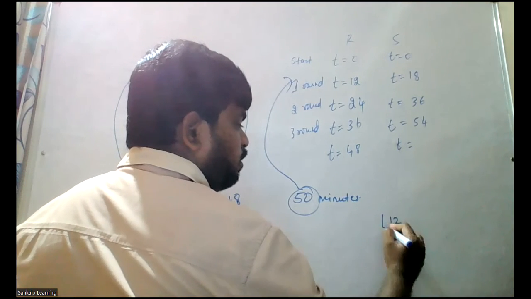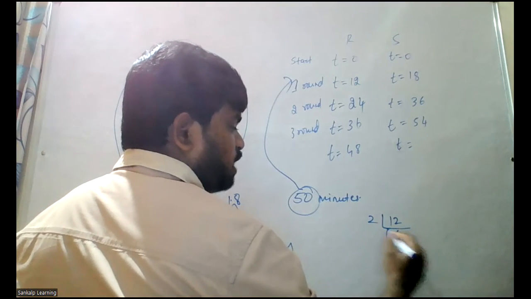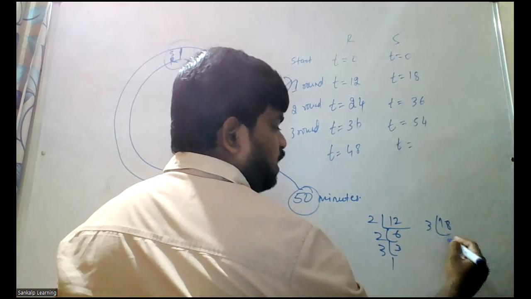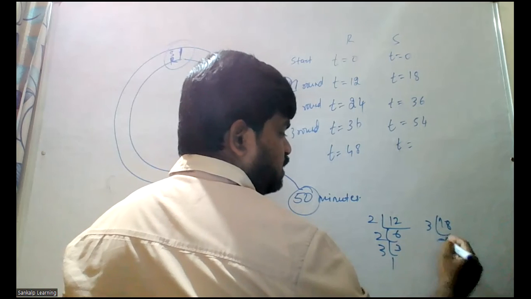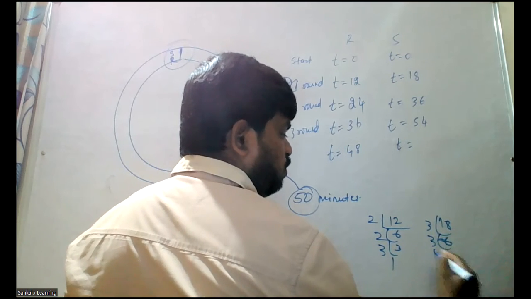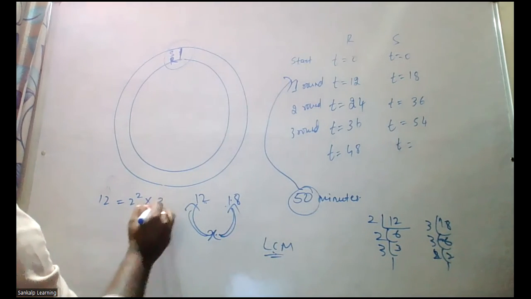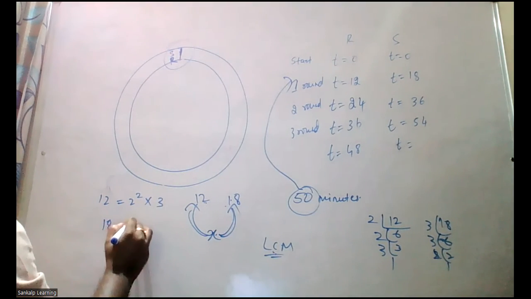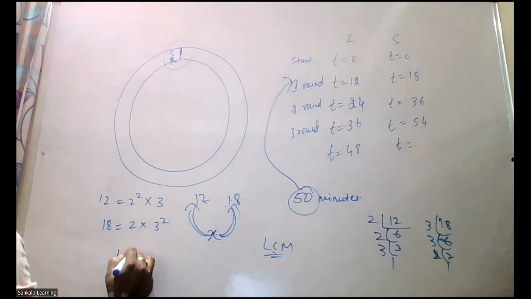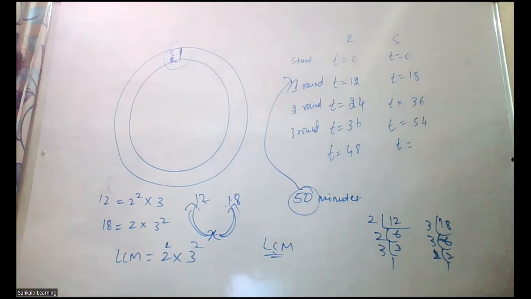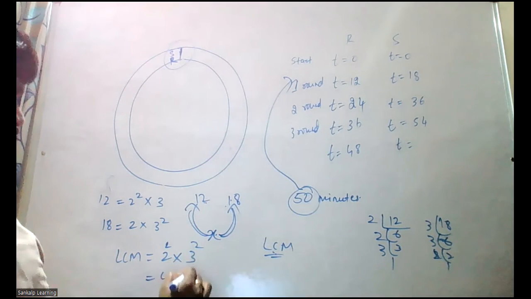Let's prime factorize. 12: 2 sixes, 2 threes, 3 ones. 18: 3 sixes, 3 twos, 2 ones. Therefore, 12 can be written as 2 square into 3, and 18 can be written as 2 into 3 square. What is the LCM? All the different prime numbers with their highest powers. So 2 square is 4, 3 square is 9. 9 into 4 is 36.